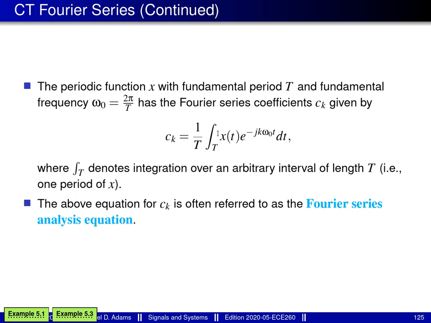So suppose that I have a periodic function x with the fundamental period capital T and the fundamental frequency omega naught, which by definition is equal to 2 pi over T. And we want to find the Fourier series coefficients, which are denoted by the c_k here. We can do this using the formula that's stated here. This is a formula for computing the kth Fourier series coefficient for the function x. And this equation is sometimes referred to as the Fourier series analysis equation. The word analysis comes from the fact we're taking our original function x and we're analyzing it or studying it to determine what its Fourier series coefficients are.